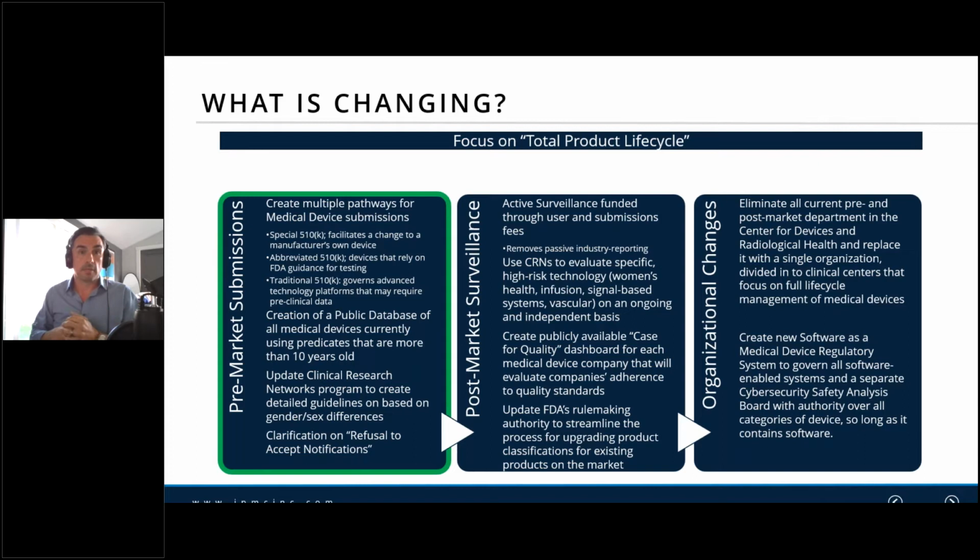Again, another publicly available case for quality dashboard for each medical device company that will evaluate companies' adherence to quality standards. So again, if you're a patient and your physician tells you this is the kind of product I want to put into you, you can go in and see who's manufacturing that product and understand what their overall quality standards are. And then an update to FDA's rulemaking authority to streamline the process for upgrading product classification. So that's up classification post-market.